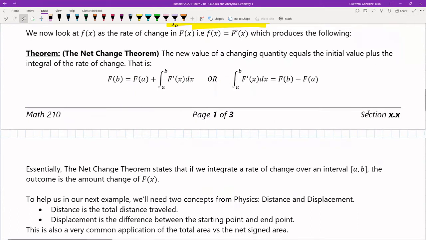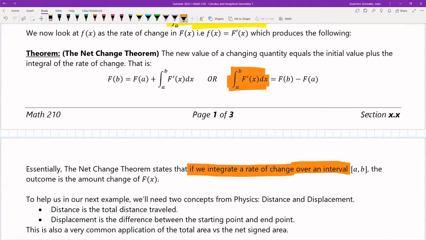Now to interpret what this says: we are now looking at little f being the derivative of big F. We're looking at little f as a rate of change. So if we integrate the rate of change over the interval AB, then the outcome of this integral is the amount of change of f of x. It tells you how much it has changed.